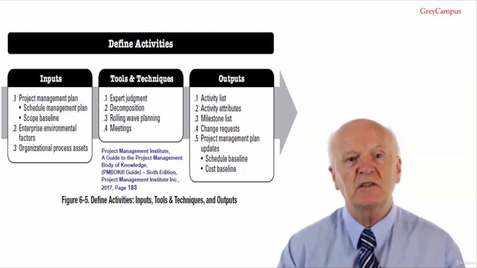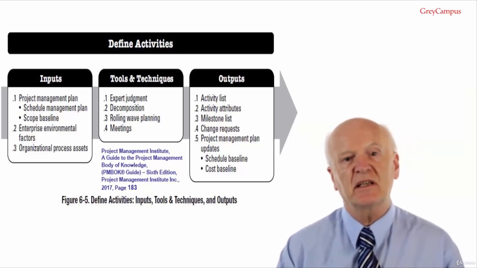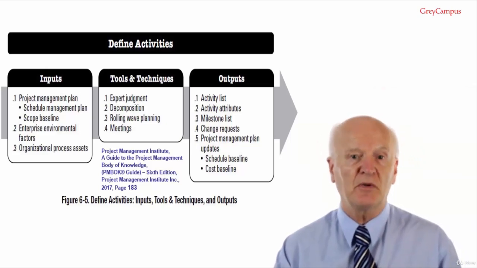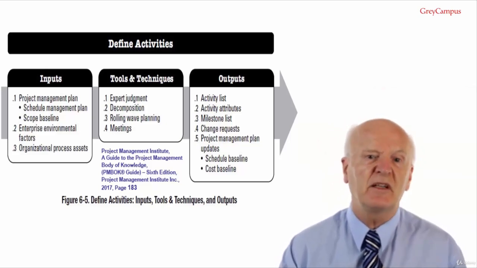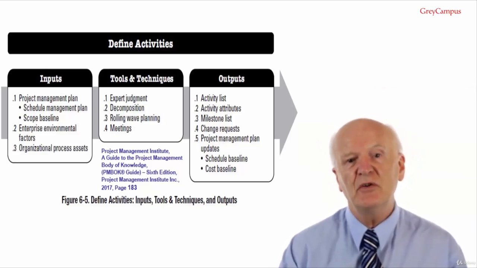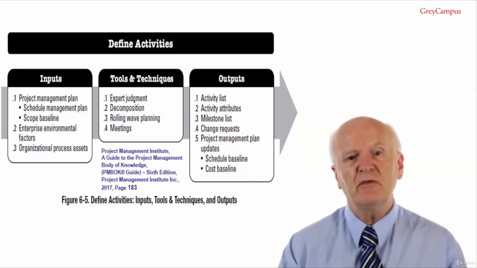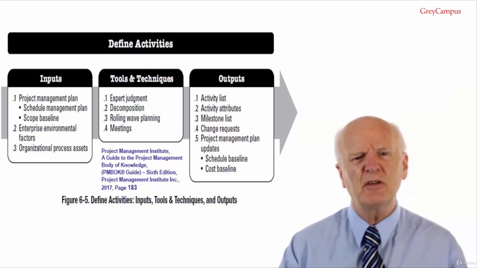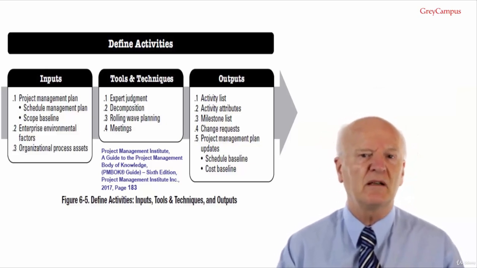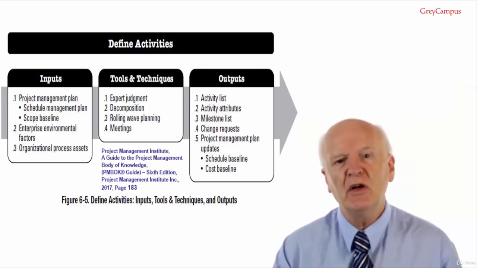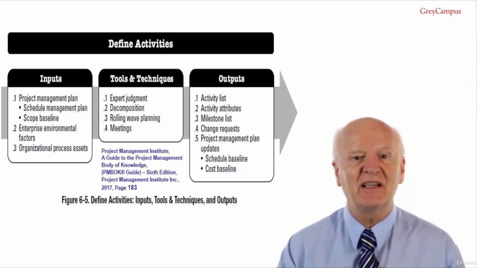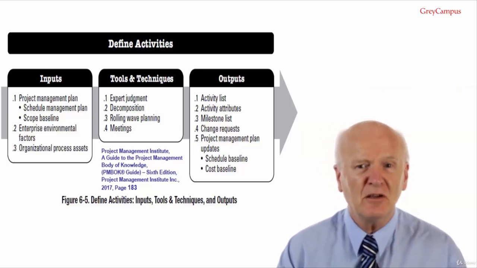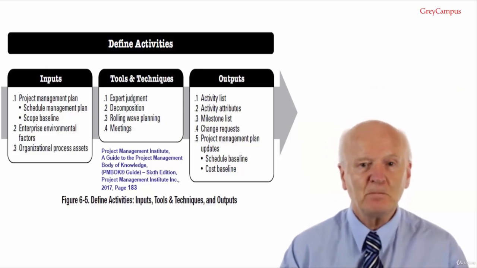Organisational process assets. The organisational process assets that can influence the define activities process include the lessons learned repository, containing historical information regarding activity lists used in previous similar projects. You've noticed that lessons learned is a common input to most processes because it helps you to avoid reinventing the wheel or repeating early mistakes. It also helps you avoid being the subject of the old saying, the only thing that some people learn from history is that they do not learn anything from history.